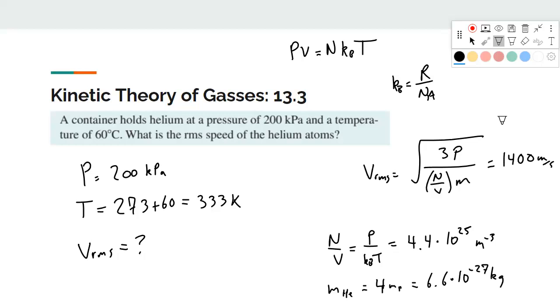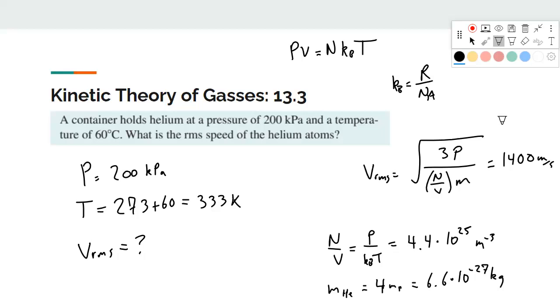Which again, crazy fast. These are unimaginable speeds, faster than very, very fast planes at this point. The speed of sound is around 300 to 400 meters per second. If we compare these speeds to the speed of sound, we would see that we're going like Mach 4, which would be considered fast even for things like jet airplanes. And that's just the average speed.